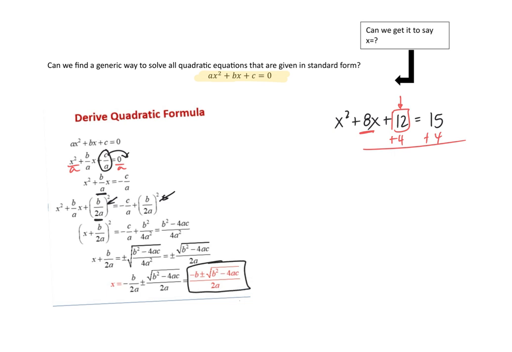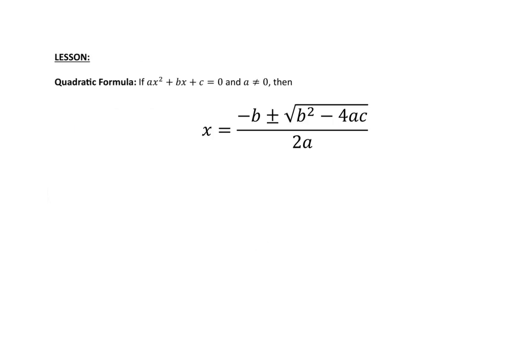Again, I'll go through this in class, but for the sake of this video, I'm going to move on. But this is the quadratic formula. So here it is. The quadratic formula is x equals negative b plus or minus the square root of b squared minus 4ac, all divided by 2a.